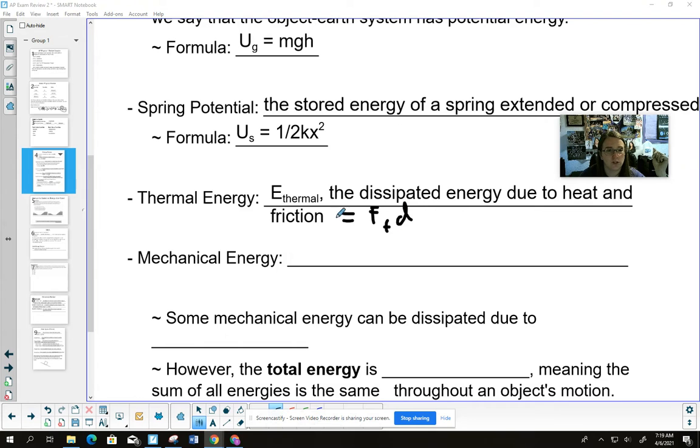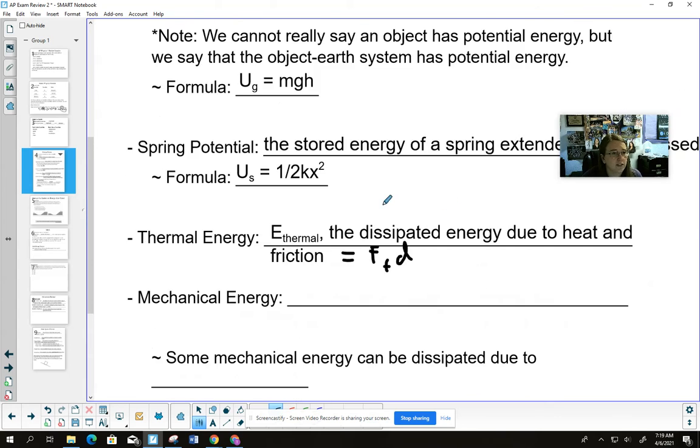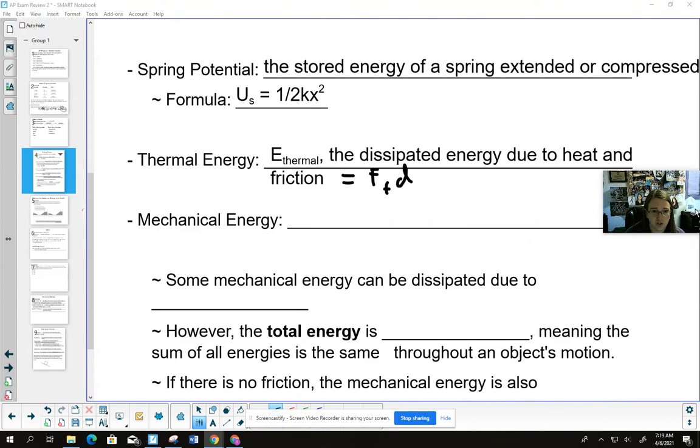So if you want to write that down, force of friction times the distance traveled. So if I have my calculator traveling across my hand, that distance traveled is the length of my hand, right? And then whatever force of friction is going on between my hand and the calculator. So those are the main types of energies.